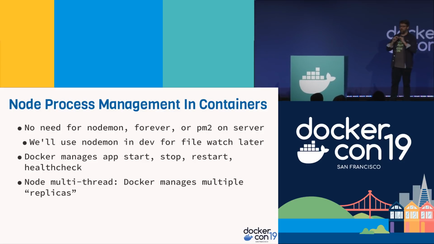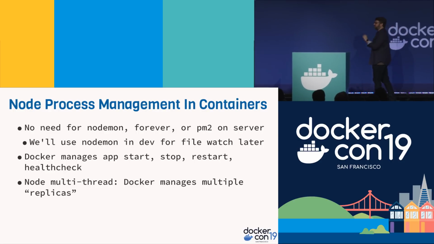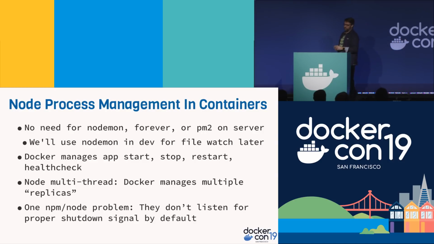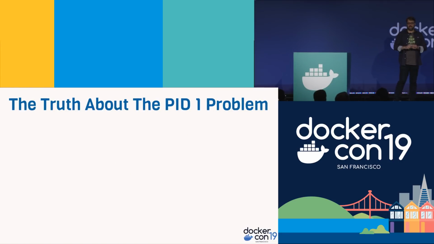So we want to let Docker control the node process directly as much as possible. We want Docker to spin up one node, and if it needs to run more instances because of threading, then we would spin up many replicas, depending on whether you're using Kubernetes or Swarm or ECS or whatever. You would spin up more containers. That's how you scale with Node, not with Node tools, all right? So with Node and NPM out of the box, they don't listen to the shutdown signals in Linux. So we got to fix that.